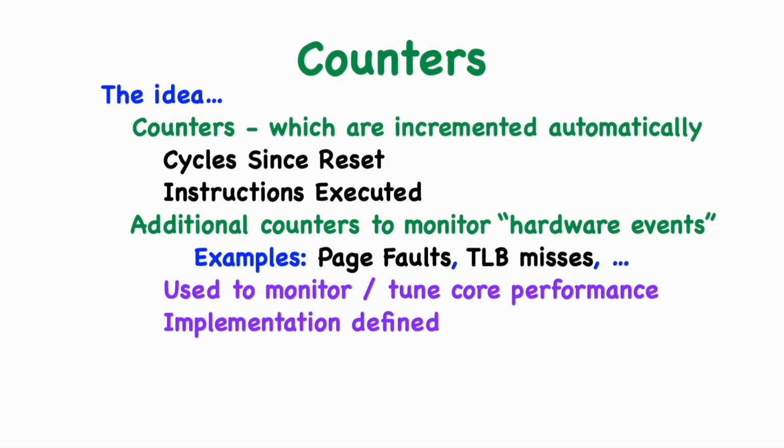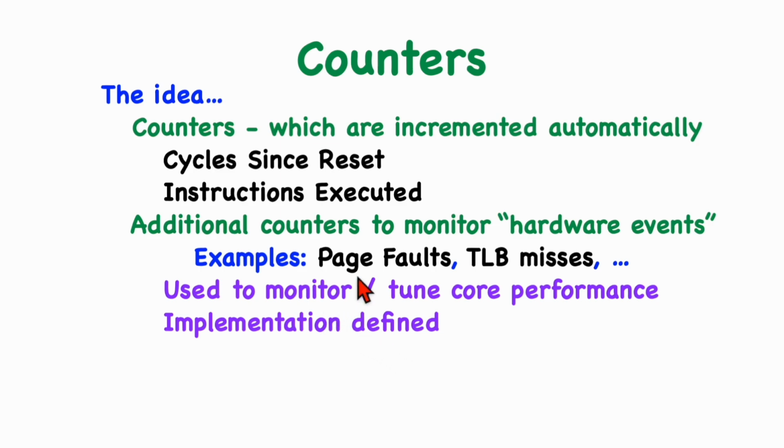RISC-V also supports a number of hardware registers that are used to monitor and measure performance. These are counters which are incremented automatically as execution proceeds. One register counts the number of clock cycles since reset, and this would be incremented on every clock pulse. Another register counts the number of instructions that have been executed. And then there are a bunch of additional registers that count things, but what exactly these things are is implementation dependent. But they count so-called hardware events. But what exactly counts as a hardware event is left up to different implementations.